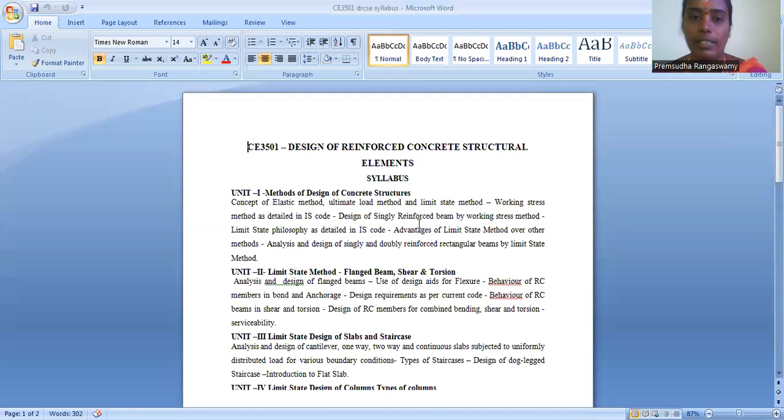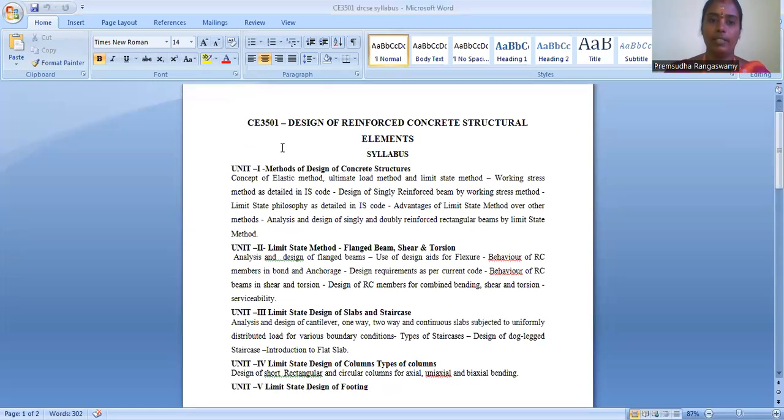Our subject is Design of Reinforced Concrete Structural Elements. Here you can see on this screen the syllabus. The first unit covers methods of design of concrete structures.